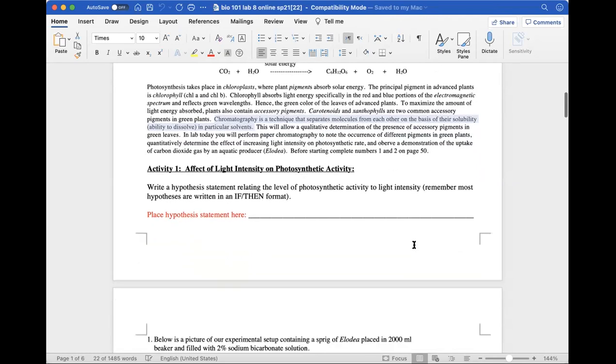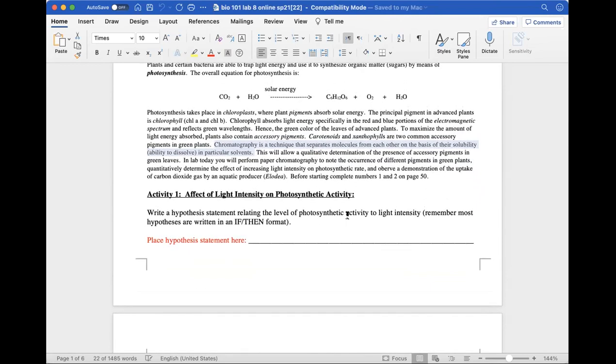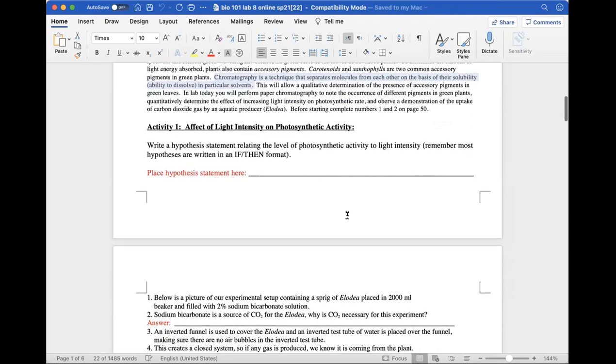Okay, so first, write a hypothesis relating the level of photosynthetic activity to light intensity. Remember that most hypotheses are written in an if-then format, meaning if this happens, then this happens. So your hypothesis should say something like, if light intensity increases, then there will be less or more photosynthetic activity. If light intensity decreases, there will be less or more photosynthetic activity. And you can choose your own.